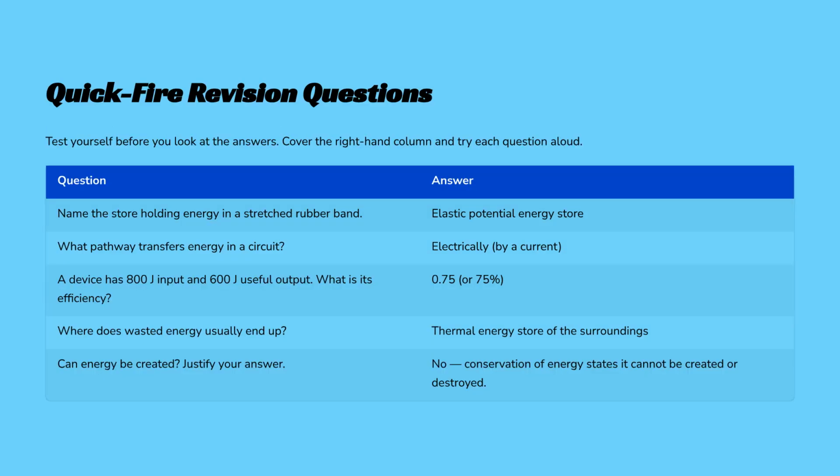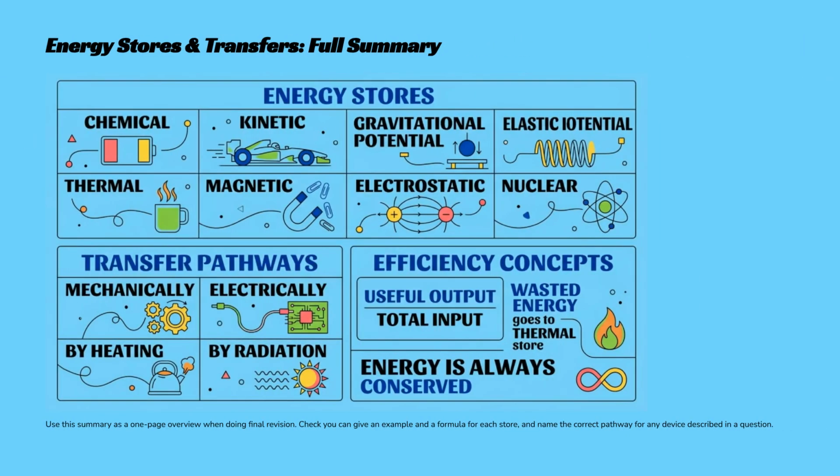Test your knowledge with these quick-fire questions. Take a moment to think about the energy store in a stretched rubber band, or how to identify efficiency from input and output values. Use this summary chart as your final revision tool. Ensure you can identify an example and a formula for every energy store, and confirm you can name the correct pathway for any device in your practice questions.